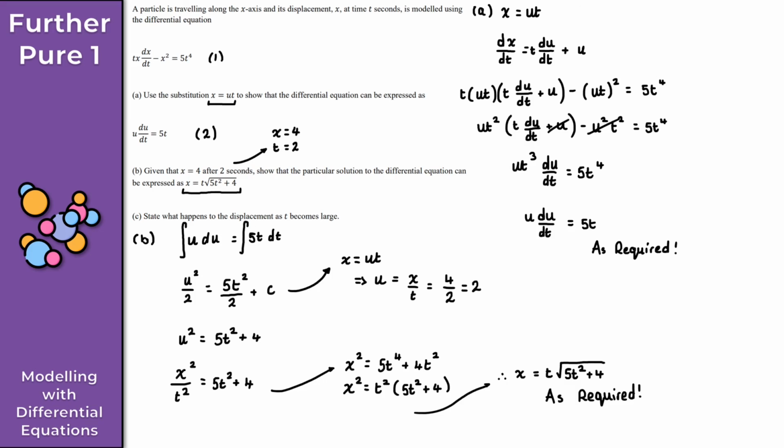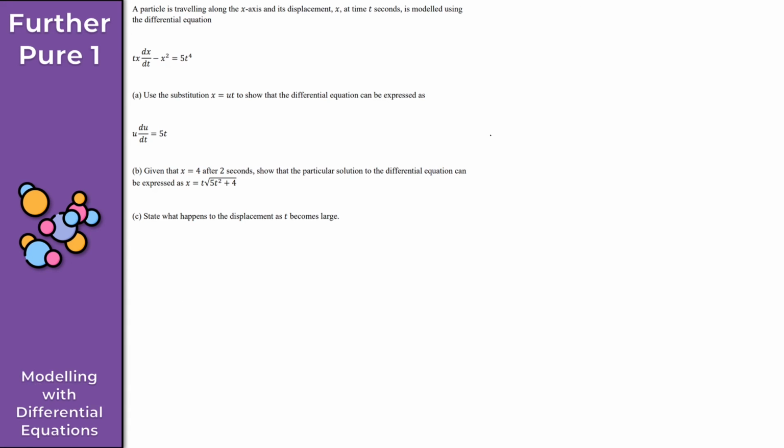And then finally, we have part C. So for part C, let me just quickly clear the screen. We don't really need any of the previous working to answer part C. So for part C, it just says, state what happens to the displacement as t becomes large. So hopefully it's kind of obvious here. But in this question, the displacement will increase without limit.